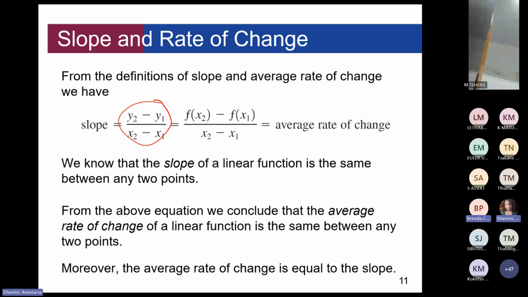From last week's class. Yes, we know that the slope of a linear function is the same between any 2 points.